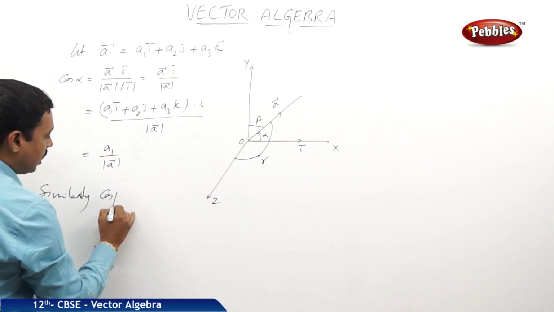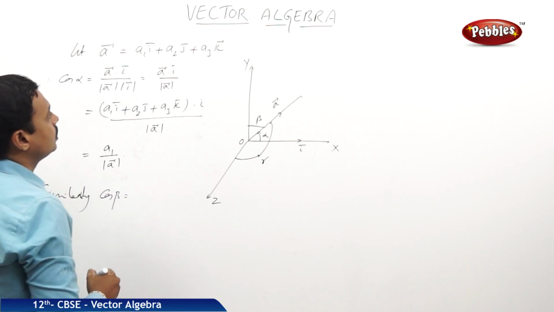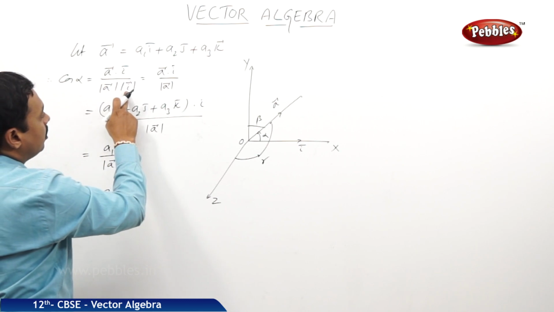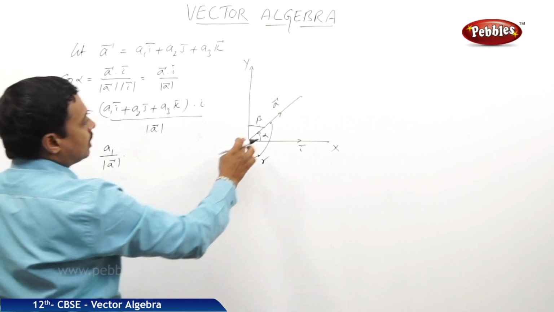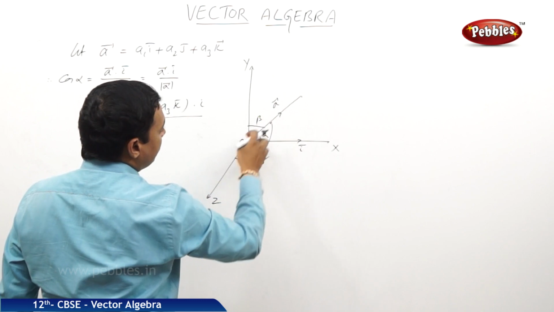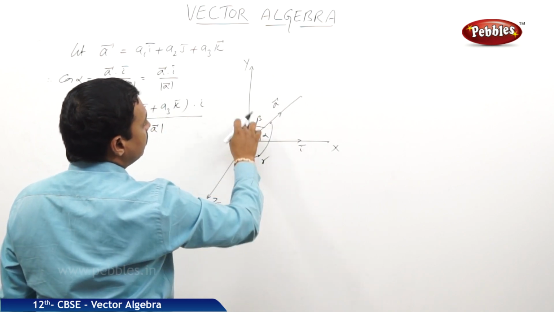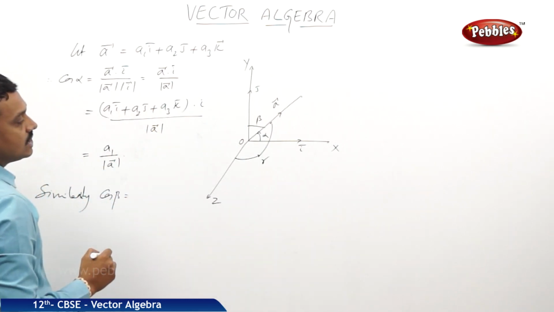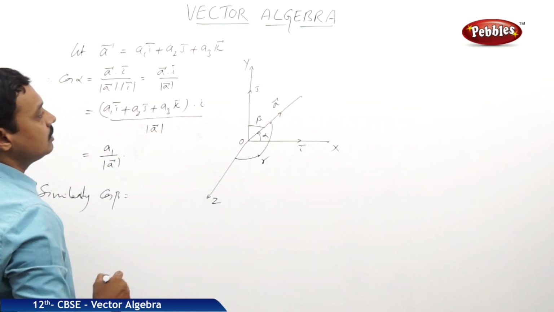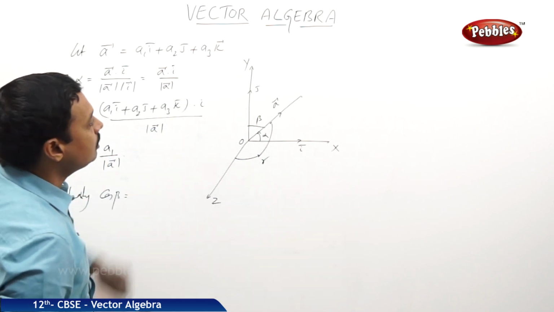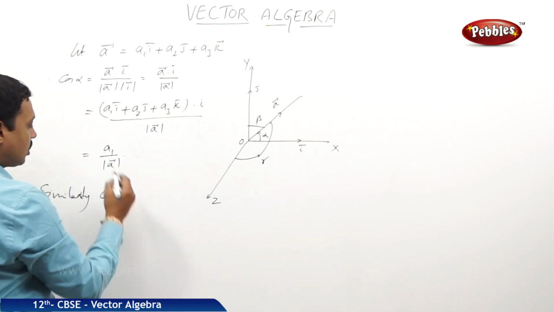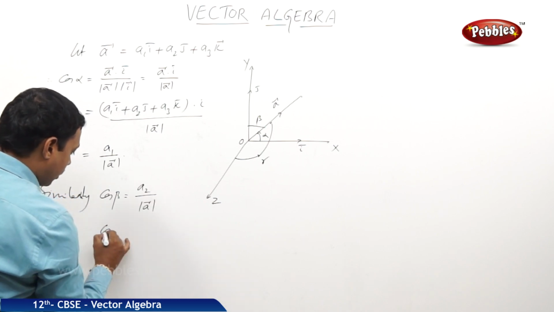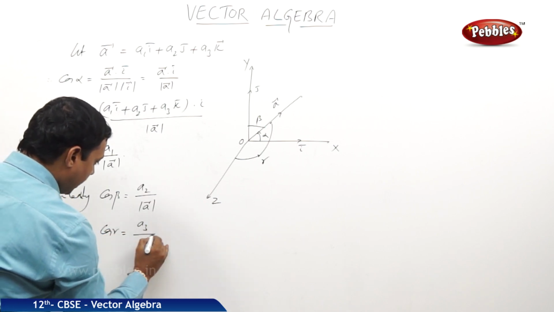Similarly, cos beta is equal to A dot j by mod A mod j, since beta is the angle made by the vector A bar with the y axis, that is the same angle beta with the unit vector j lying on the y axis. So that cos beta is equal to A2 by mod A and cos gamma is equal to A3 by mod A.